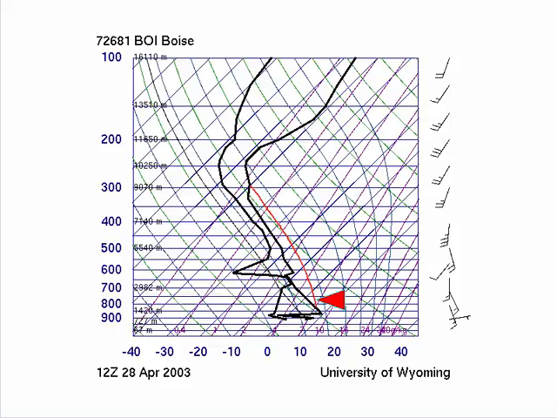The forecast LFC is around 820 millibars, and the height of the freezing level is around 760. But recall that the Pocatello CWA is at a higher elevation, and therefore cloud base is going to be a lot closer to the ground.